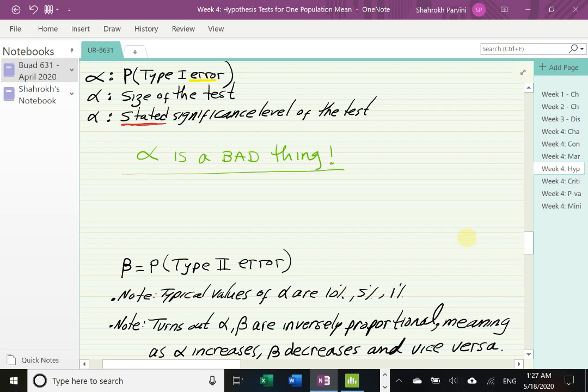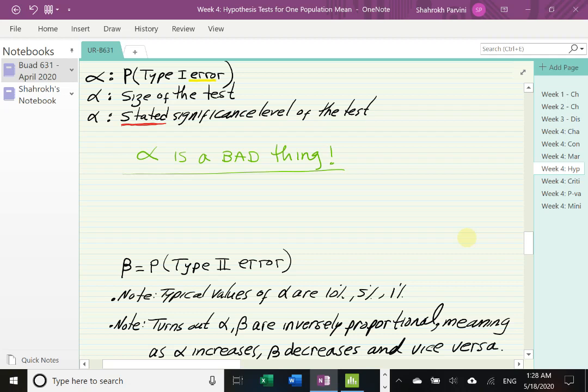So it turns out mathematically, unfortunately, alpha and beta are inversely proportional to one another. That means when you try to do good on one end, you're not doing so good on the other end. When you try to shrink alpha, beta on the other side is increasing, getting bigger and bigger. If you try to grow alpha, you're shrinking beta. You try to grow beta, you're shrinking alpha.